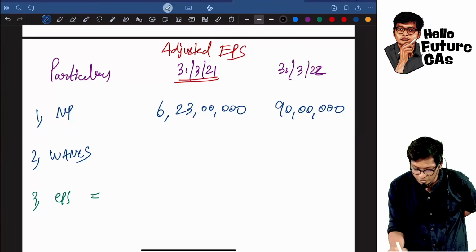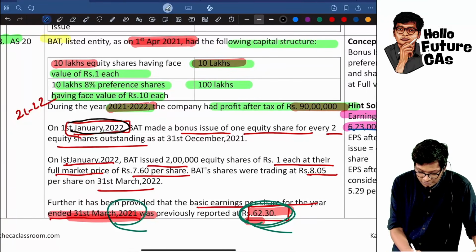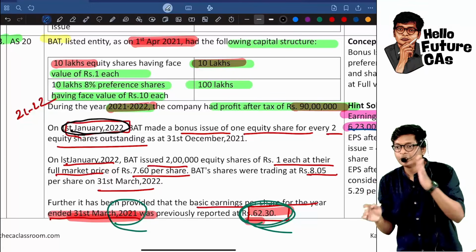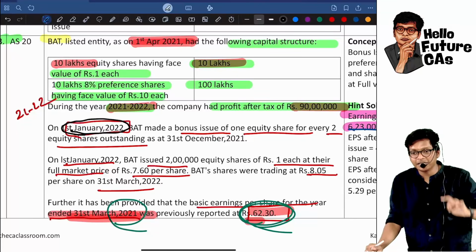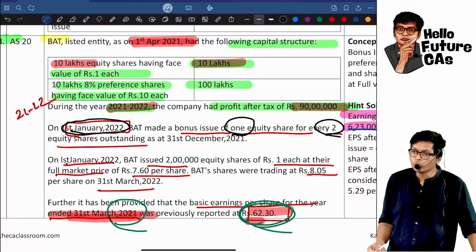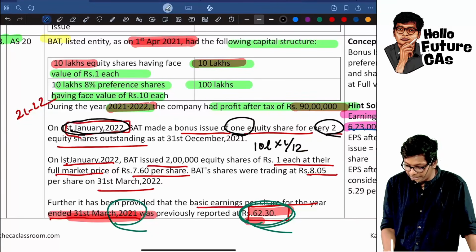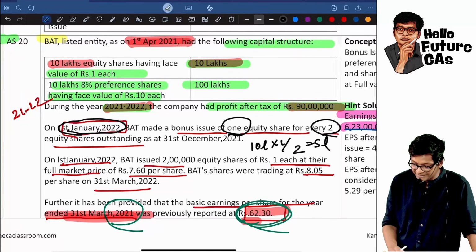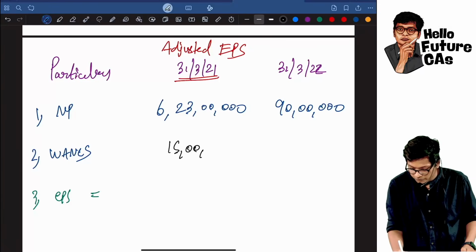What is the bonus issue, guys? How many shares, sir? They have given it in the first point, on 1st Jan 2022. Is the date relevant? Not relevant. We will assume as if it's given from 1st April 2021, which is 1 equity share for every 2 equity shares. That means I already have 10 lakh shares into 1 by 2, which is going to be how much, guys? 5 lakhs. So I will divide by 15 lakhs here.